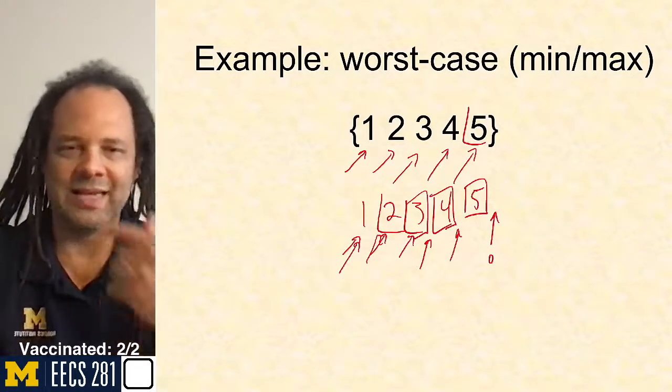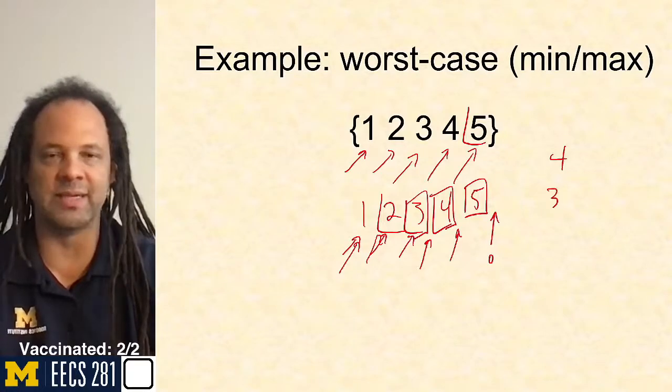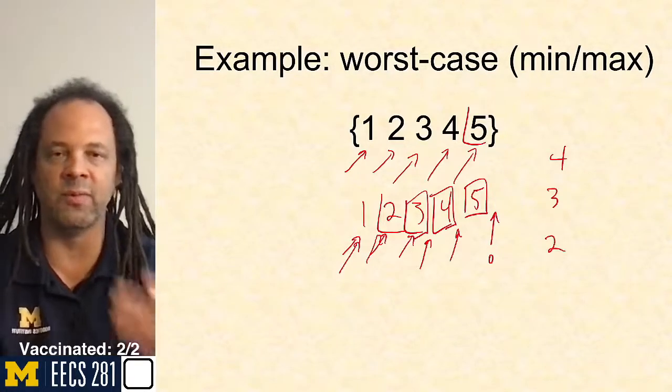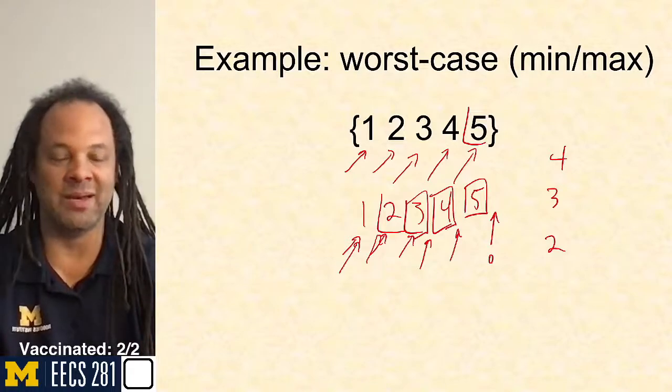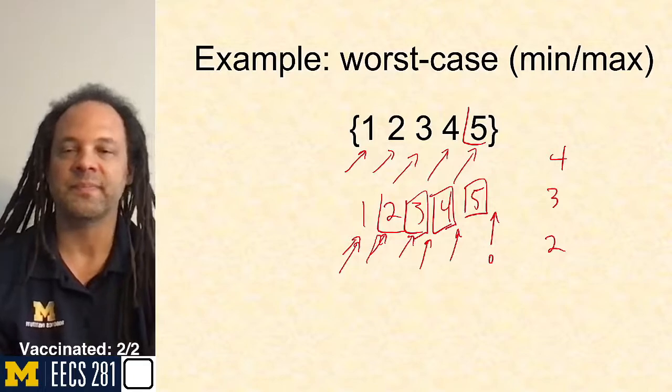And so in this case, I've looked at what? I looked at 4 items in the first loop. I looked at 3 items in the second loop. I looked at 2 items in the third loop. And you see that this is putting me in something that looks like n squared as opposed to something that is n log n.